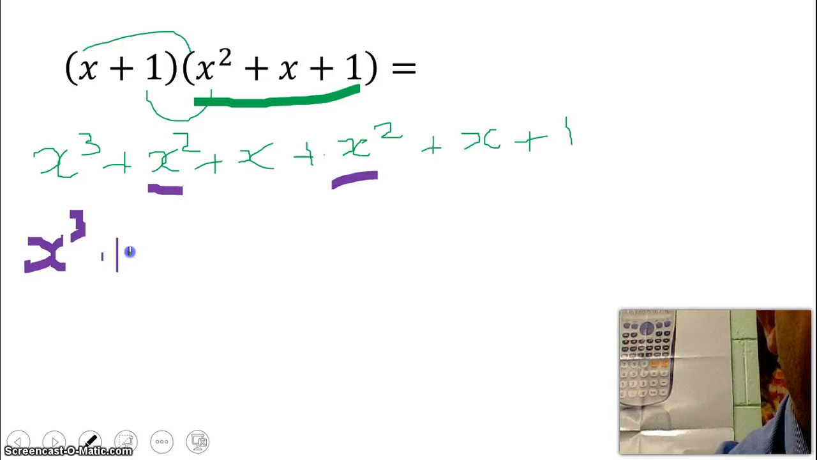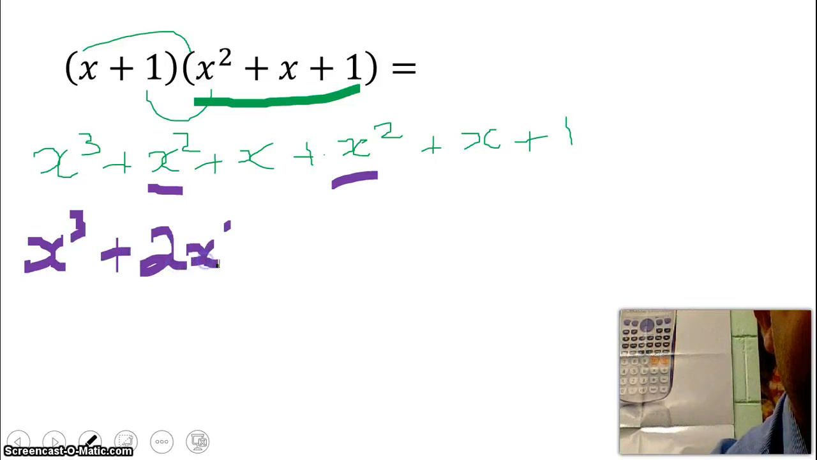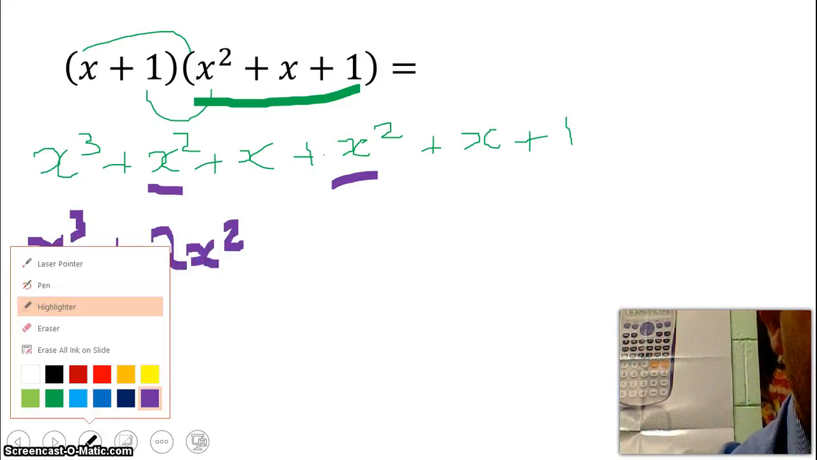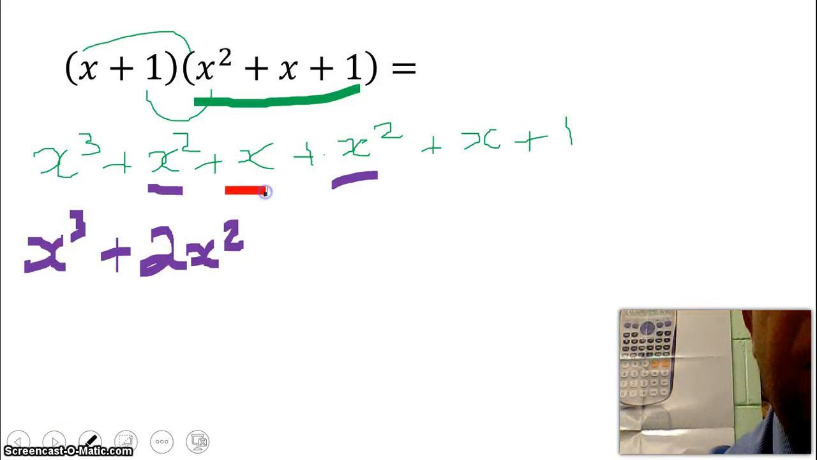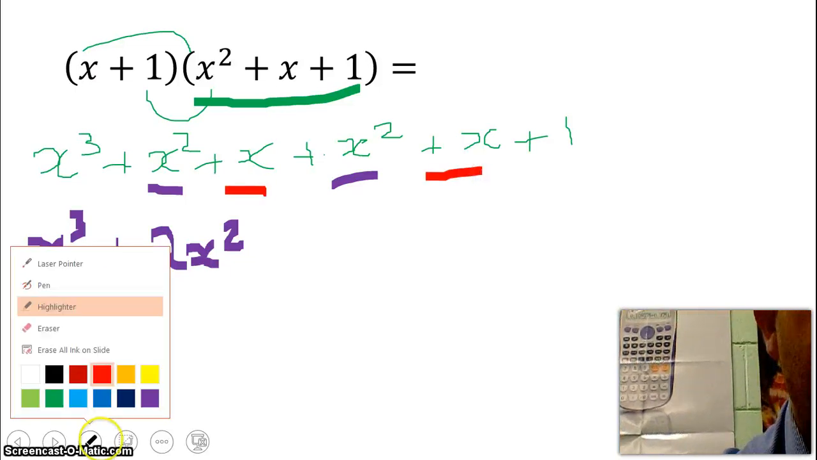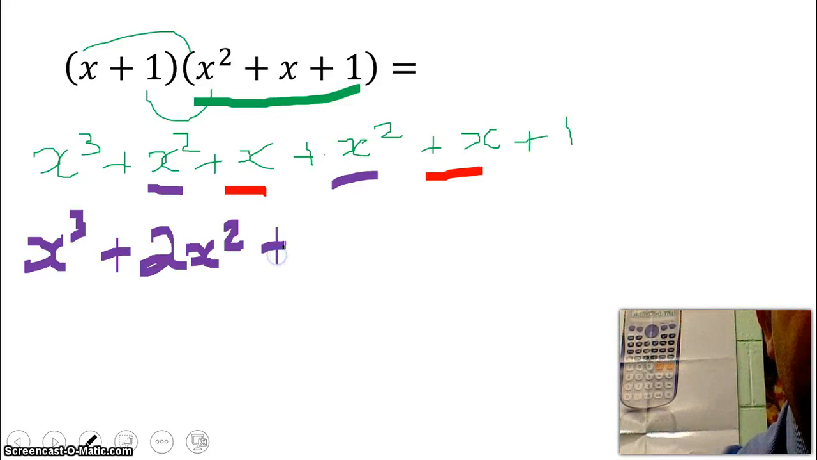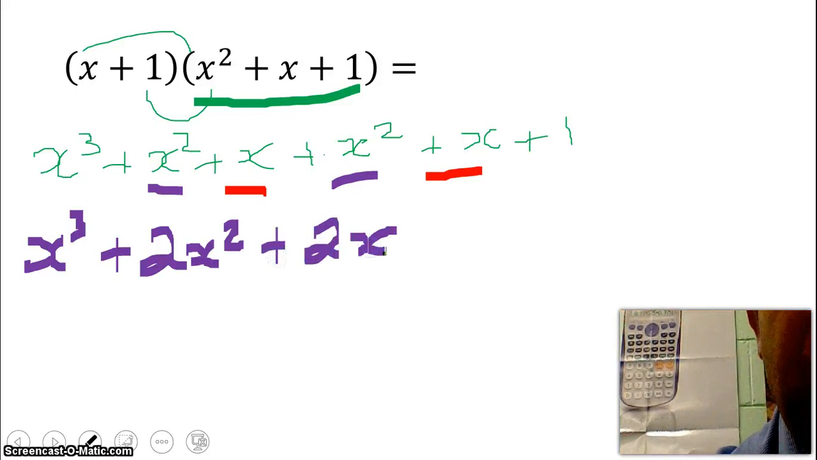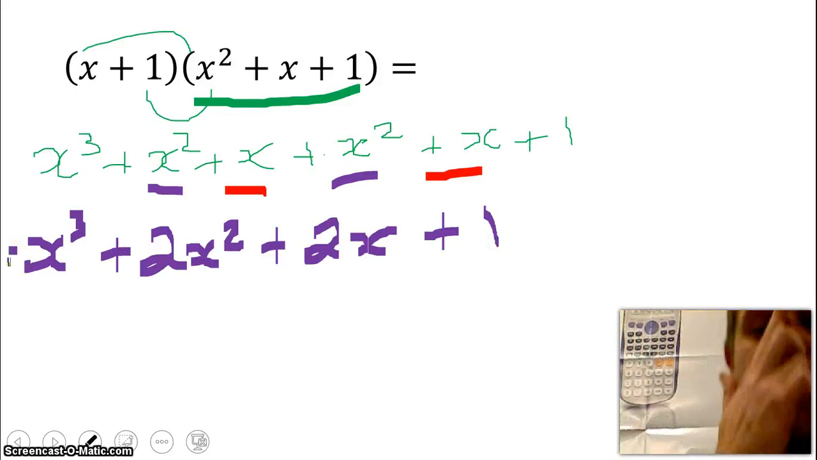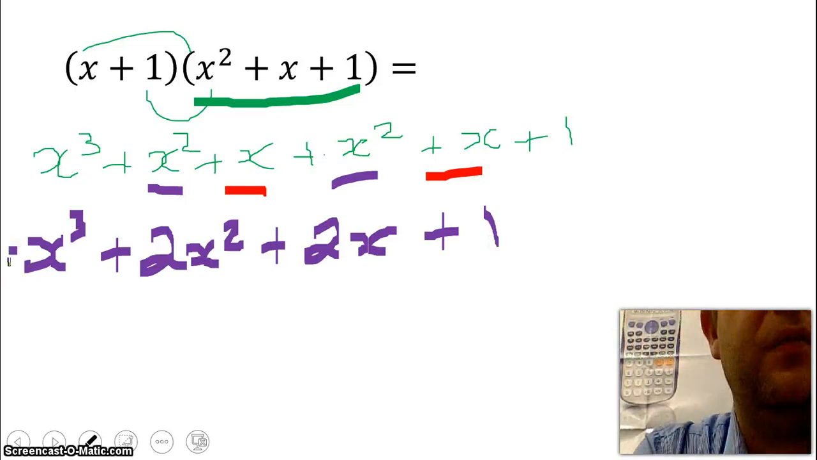I've got 2x squareds. I've got 1x and 1x. That gives me 2x's. And I've got little old 1 all by itself. So I've now expanded my binomial, 2 terms, but one of them is a trinomial.